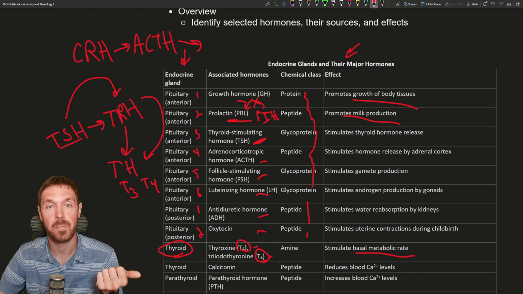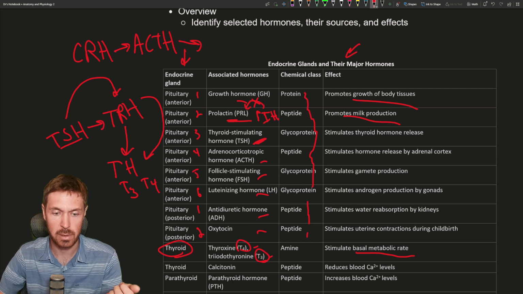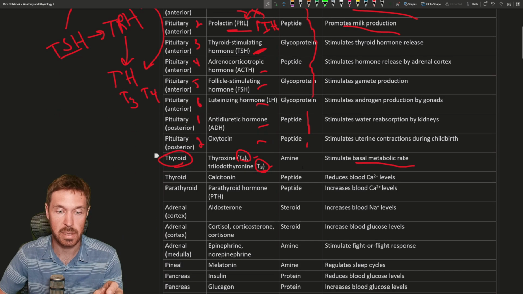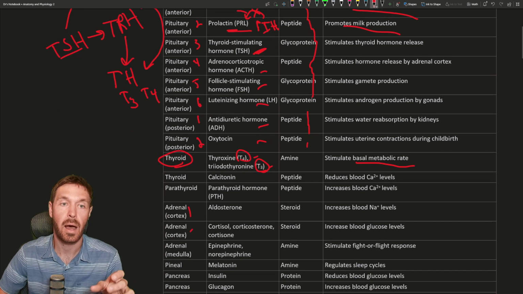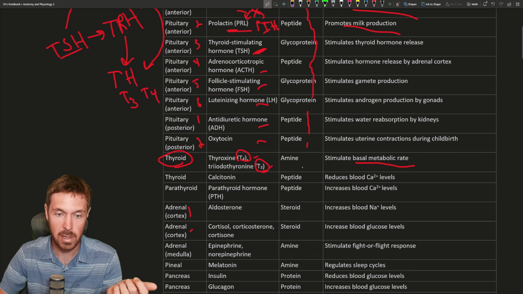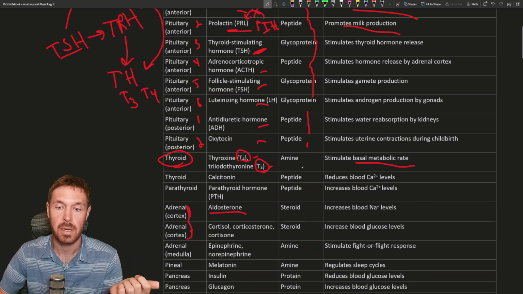So aldosterone, glucocorticoids like corticosteroids, and then some gonadocorticoids as well. So we'll talk about those a little bit later when we get down here to the adrenal cortex. I might as well talk about them now. So for the adrenal cortex, aldosterone is released.